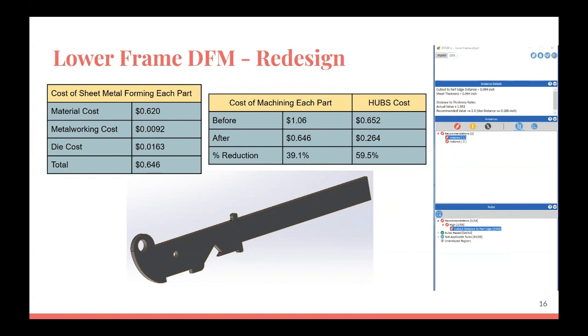And we checked Hubs, and after using extrapolation with Excel, we found that the before cost was around 65 cents, and the redesigned cost was 0.264, with a percent reduction of 59.5%.